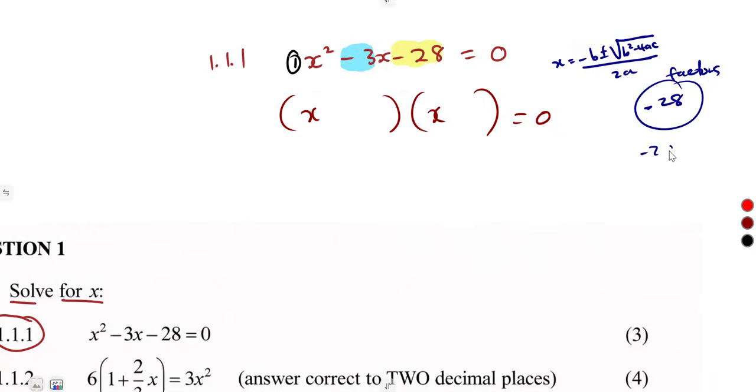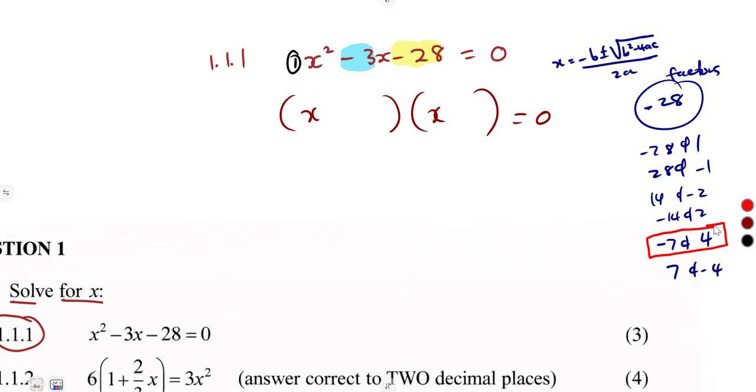There are so many, guys. Negative 28 and 1, 28 and negative 1, 14 and negative 2, negative 14 and 2. But of all these factors, there is a pair that when you add, you are going to obtain negative 3. This occurs with negative 7 and positive 4. If you add these two, you obtain negative 3.